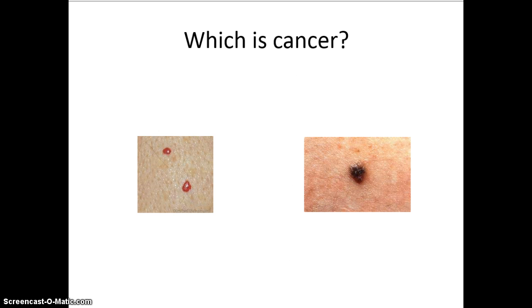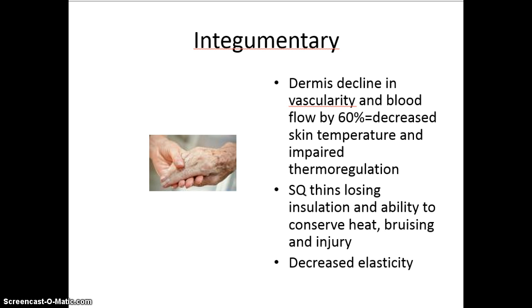Which one is cancer? The one to the right is a melanoma, and the one to the left is more of your cherry angioma, which is a normal sign of aging, non-cancerous.